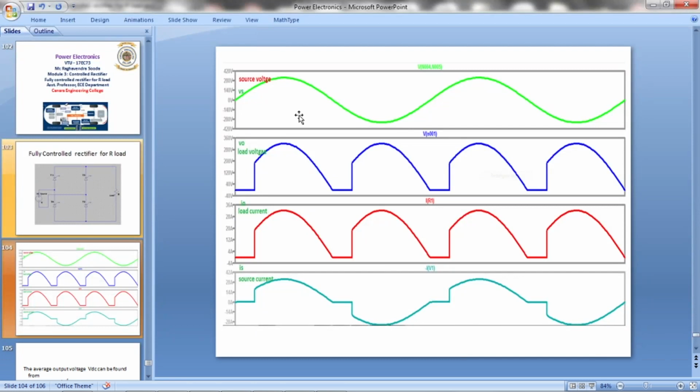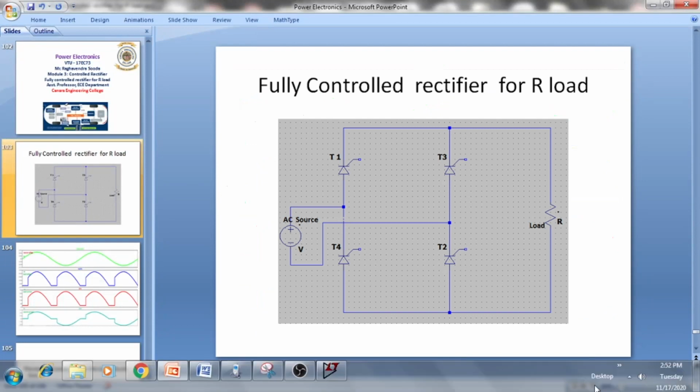Here, just for your simplicity, I have not shown the gate pulses. You can show gate pulses in a separate row. If you are showing the gate pulses, one gate pulse you should show somewhere here, and in the second row we should show another gate pulse somewhere here. Okay, now I think I have tried to familiarize you with the circuits.